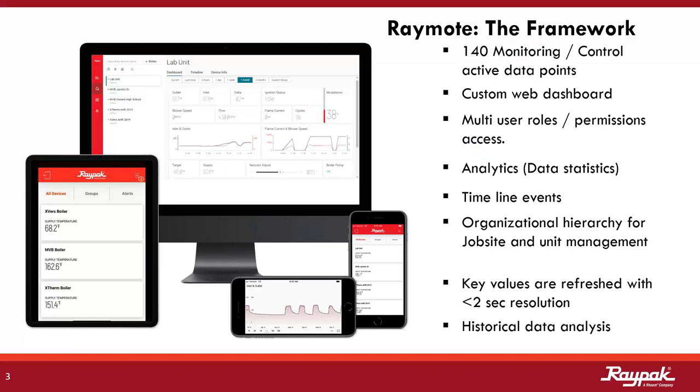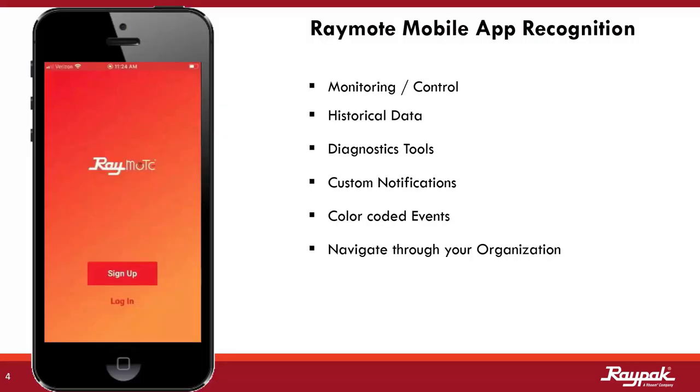Last but not least, the historical data analysis allows you to keep track of specific variables and provide a troubleshooting analysis. Let's move on and take a look at a couple of videos. The first video is going to be about the mobile app recognition. Remember, with the app, you can monitor and control variables. We have historical data analysis, diagnostic tools, custom notifications, color-coded events, and you can navigate through your organizations.